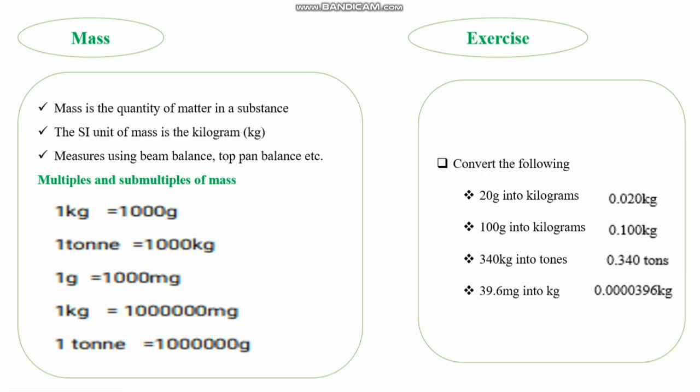If we calculate, we get 20 grams is equal to 0.020 kilograms. 100 grams into kilograms is equal to 0.100 kilograms. 340 kilograms into tons is equal to 0.340 tons. 39.6 milligrams into kilograms is equal to 0.0000396 kilograms. Now let us look at density.